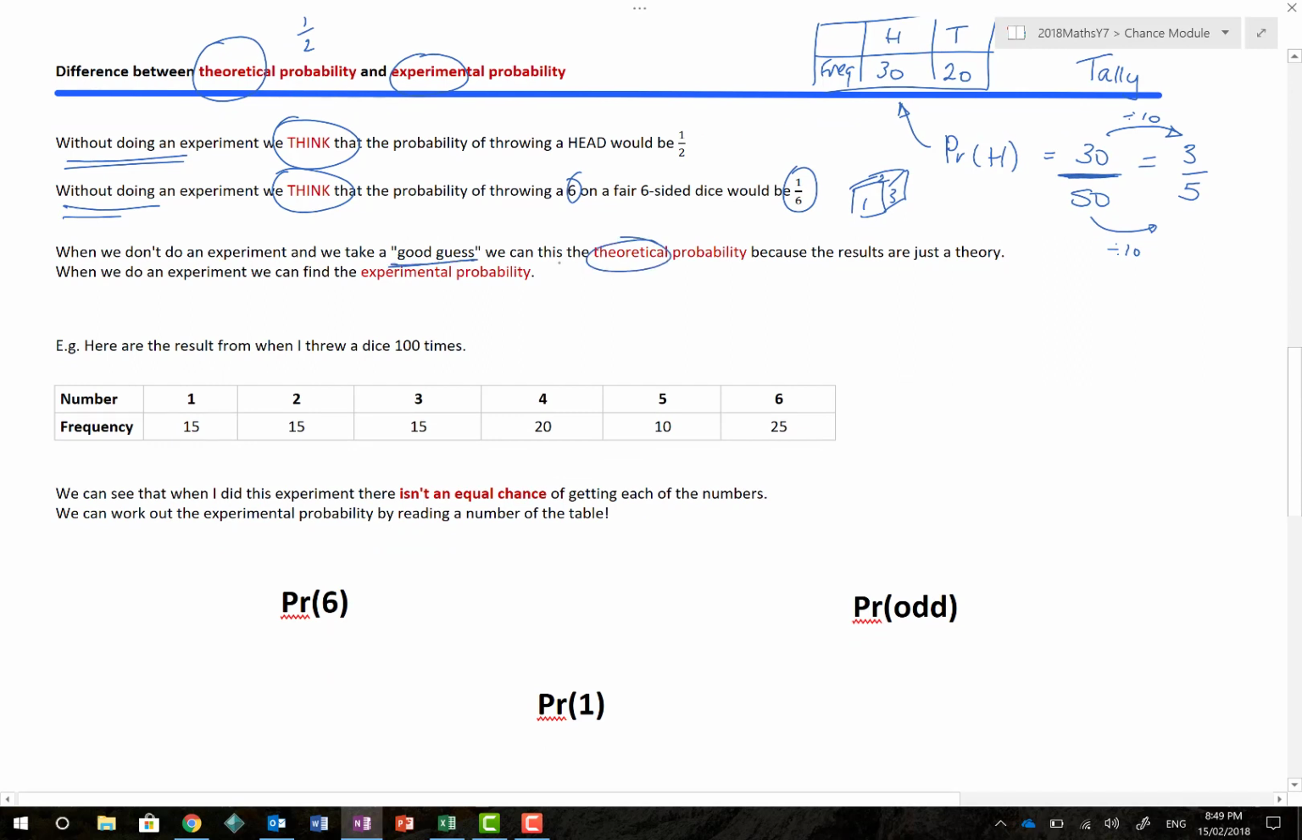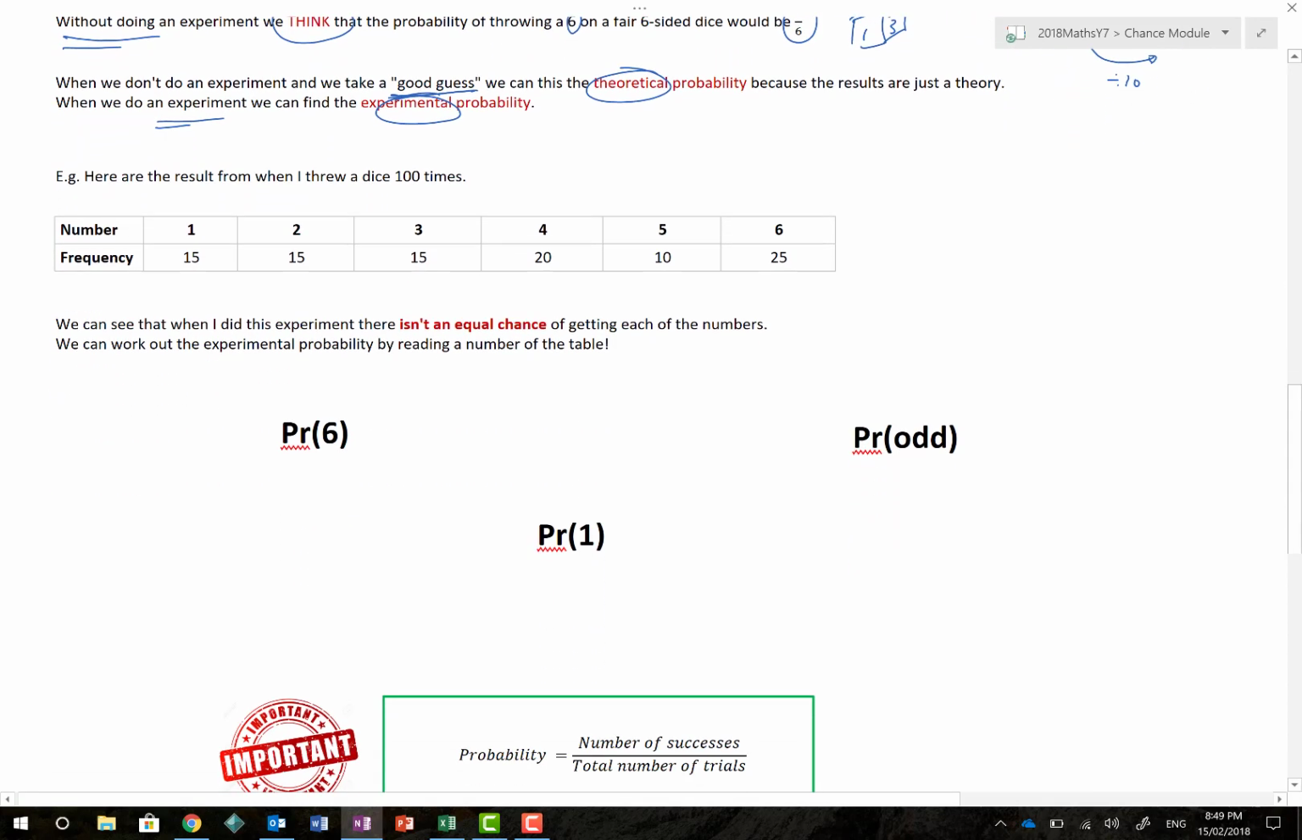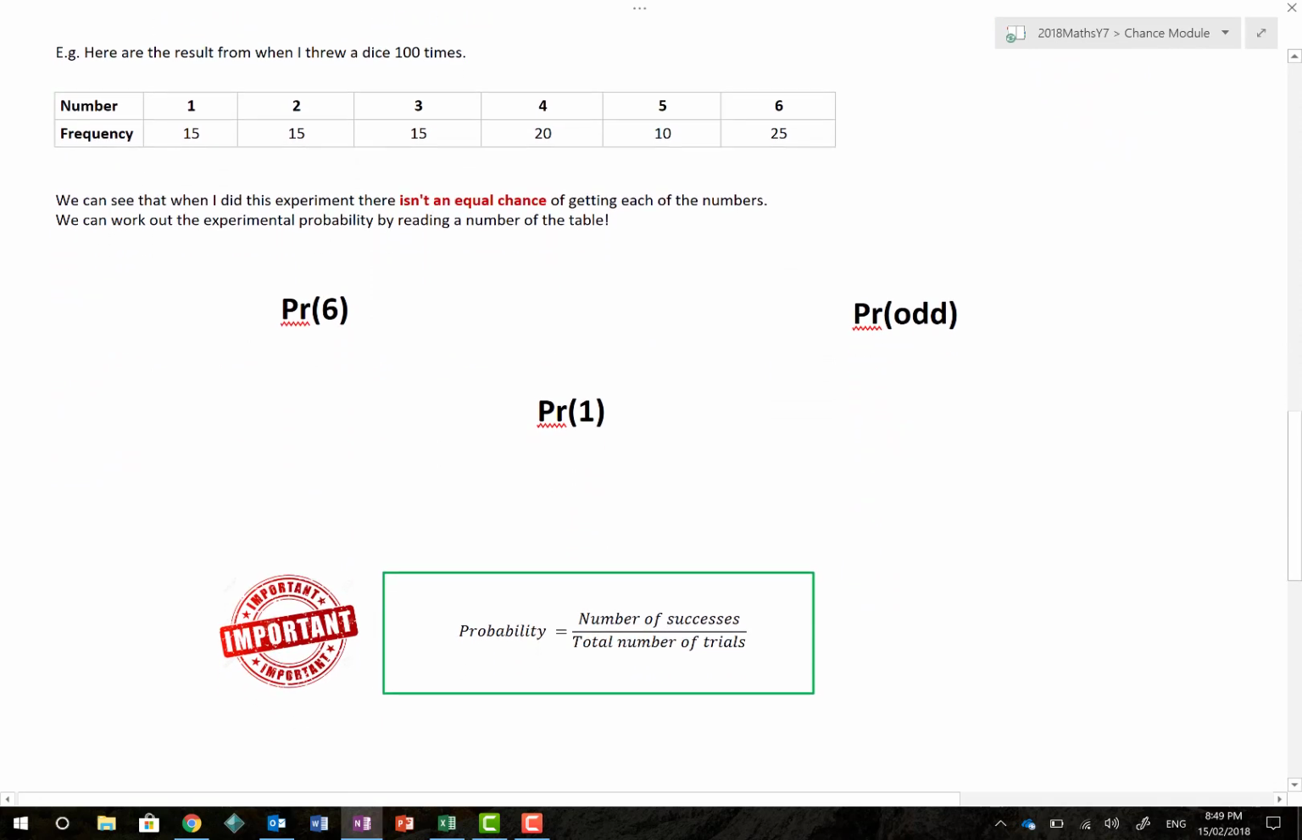That's why it's called a theoretical probability. We think it's right in theory. But when we do an experiment, we do the experimental probability. The probabilities, the fractions, are worked out in exactly the same way. So it's weird, because lots of people find this hard, but they shouldn't.